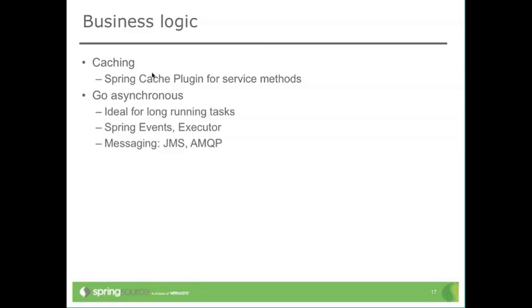Alternatively, a very common solution for long-running tasks is to go asynchronous, and there are many options for Grails applications. You can use something called the Spring Events plugin, which allows you to publish internal events within your application. If you know Spring fairly well, it uses the application context event system, but it executes the listeners on separate threads, so it's running asynchronously.